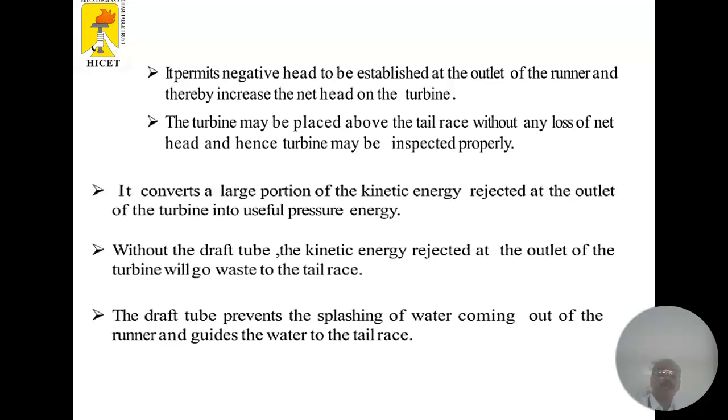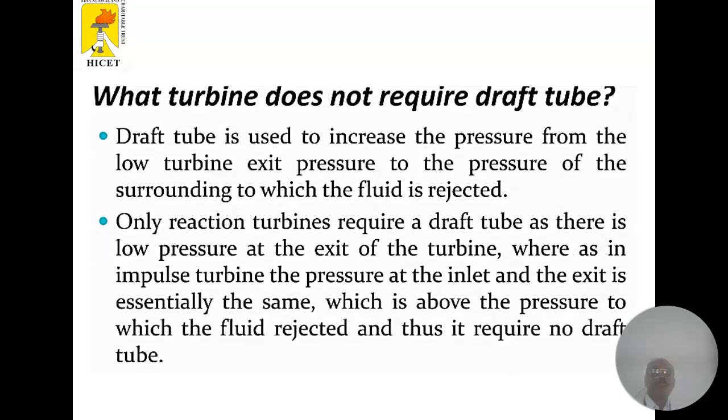Also, it converts a large portion of kinetic energy rejected at the outlet of the turbine into useful pressure energy. Without the draft tube, the kinetic energy rejected at the outlet of the turbine is wasted to the tail race. So the draft tube prevents the splashing of water coming out of the runner, and it guides the water to the tail race. These are the basic functions.